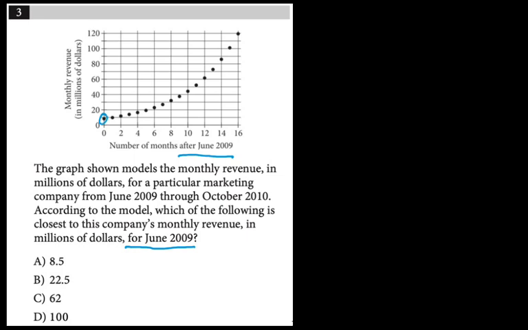Well, each of the horizontal lines you can see is 10, right? You go 0 is labeled, nothing at 10, 20 is labeled, nothing at 30, 40 is labeled. So each of them is 10, and you're a little below that. The answer here has to be 8.5.